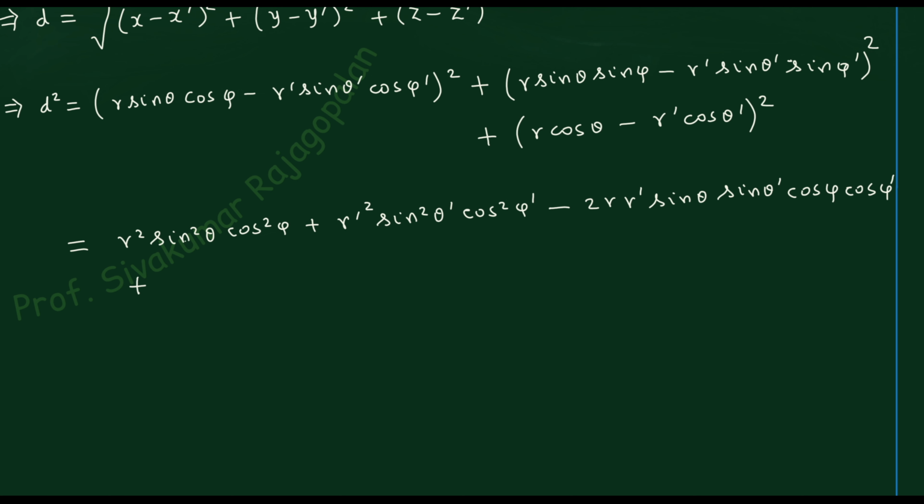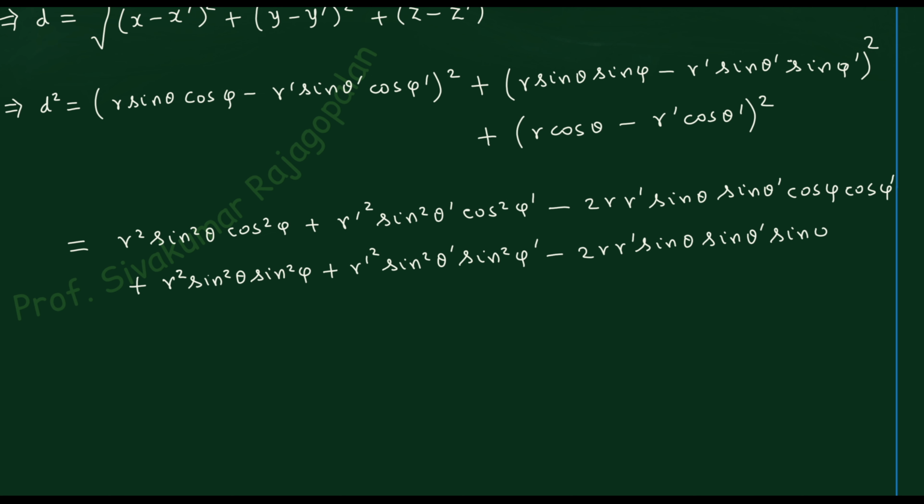Then the second whole square term, let us write down. Minus 2r r prime sine theta prime. Then you have a sine phi prime, and that's all. The last one will be much more easier. R square cos square theta plus r prime square cos square theta prime minus, okay, 2ab term.